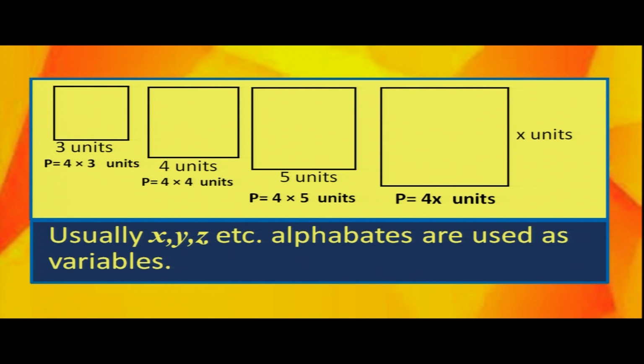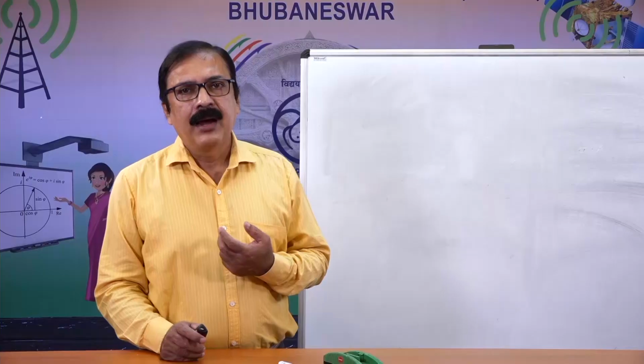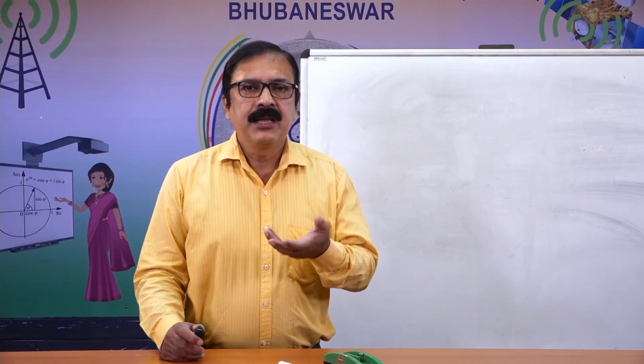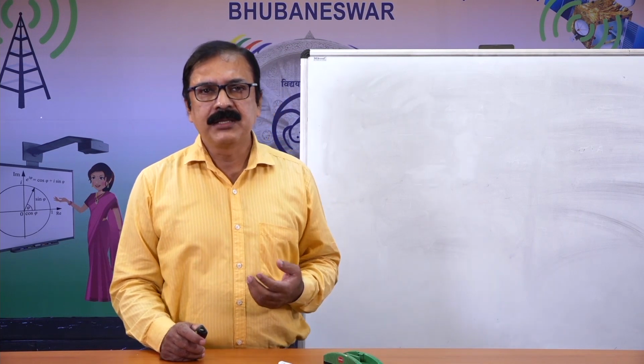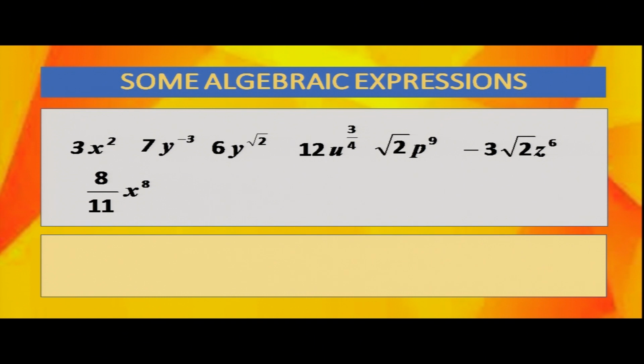Usually in case of variable, you use the alphabets x, y, z, etc. And let's see some more algebraic expressions: 3x square, 7y to the power minus 3, 6y to the power root 2, 12u raised to the power 3 by 4, root 2 p raised to the power 9, minus 3 root 2 z raised to the power 6, and 8 by 11 x raised to the power 8. These are all algebraic expressions.